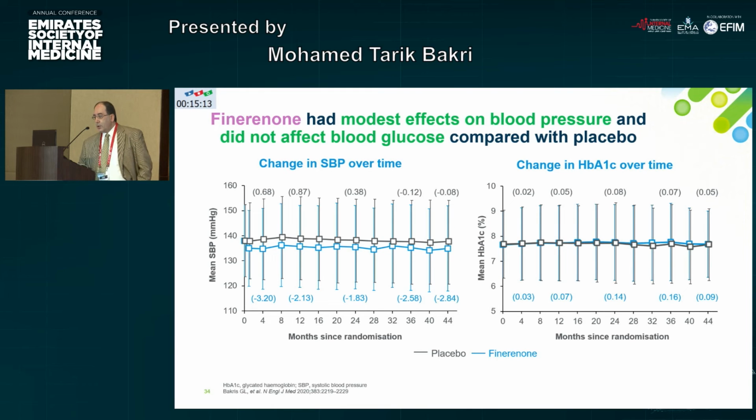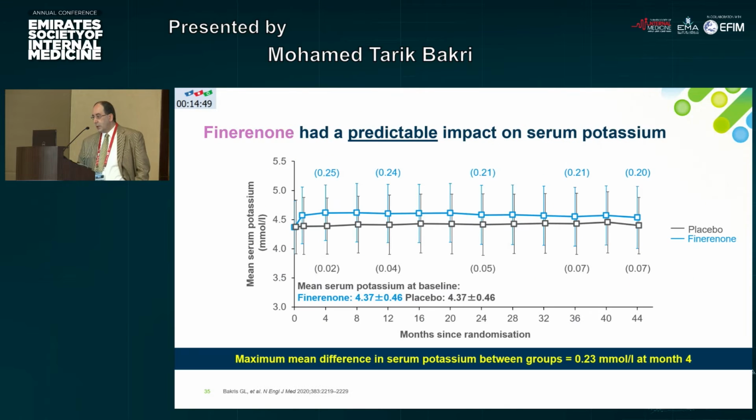And if we look at the effect on blood pressure and hemoglobin A1C, there was no effect on the hemoglobin A1C. For blood pressure, there was a slight reduction, maximum 2.7, so it was really not that significant, again because of the selectivity and the potency of the medication.